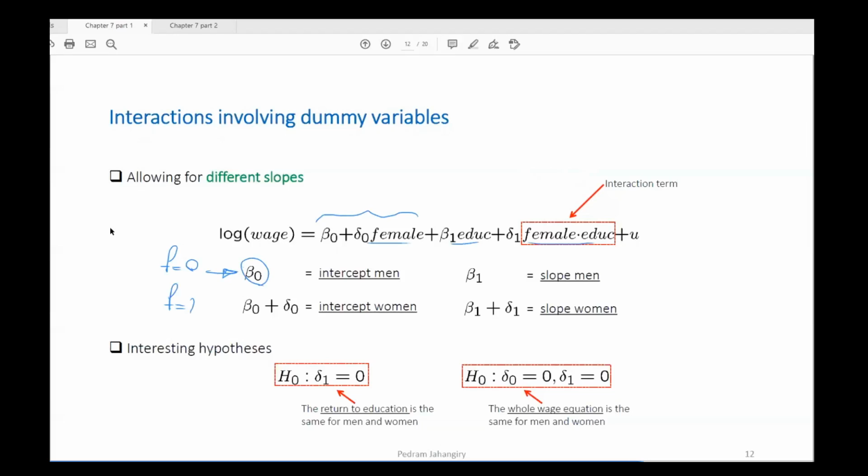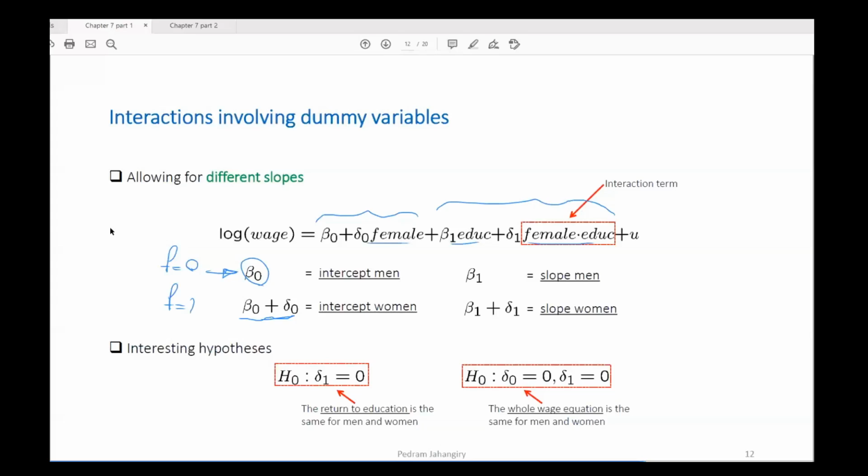If female is 1, what is the intercept? The intercept is going to be beta 0 plus delta 0. Okay, this is the intercept. Now, if female is 1, what is the slope? So be careful of this slope. And whenever we say a slope, we're interested in the marginal effect of education on wage.